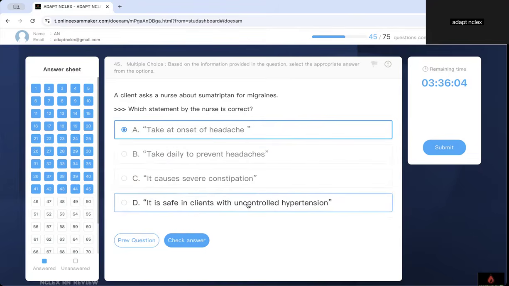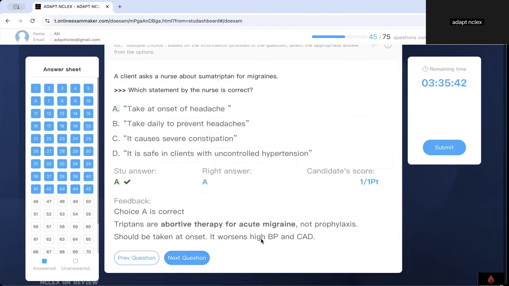It causes hypertension. It causes what? Coronary disease. It can cause stroke. If you have high blood pressure, you should not take this medication. You see what I've said? Stop the video, rewind it, write the things that I said, and whenever you see a triptan, sumatriptan, pour it down and use it to answer the question.